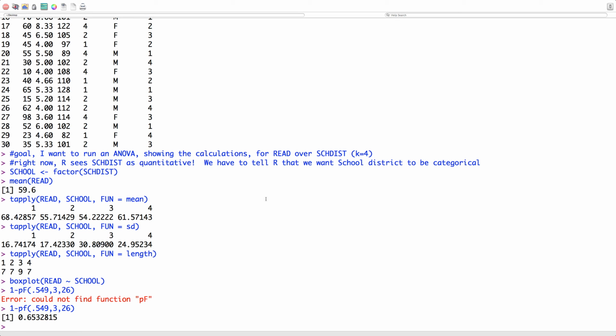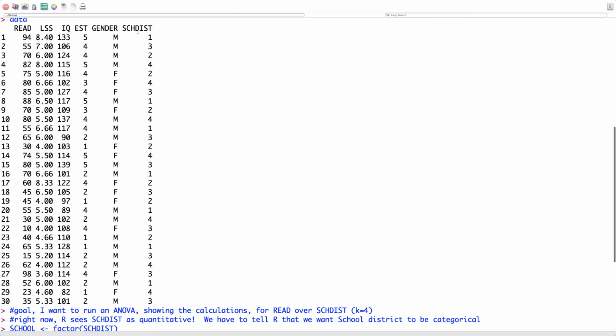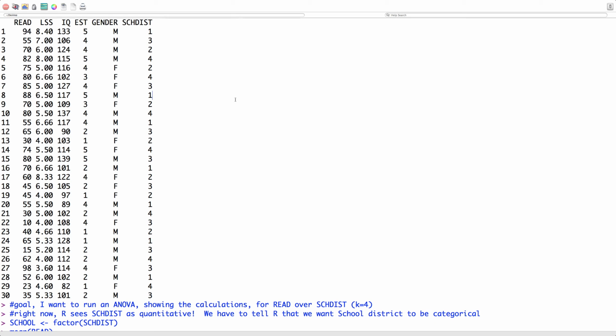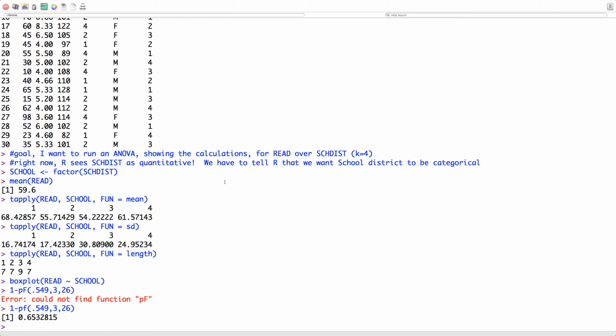Okay, so let's just go through the checks here. We have the quantitative variable, which is read, and we start out with school district, where you and I know that 1, 2, 3, and 4 are different locations. Those are different schools. R looks at that as 1 apple, 3 apples, 2 apples, 4 golf balls, 3 drivers, whatever it may be.